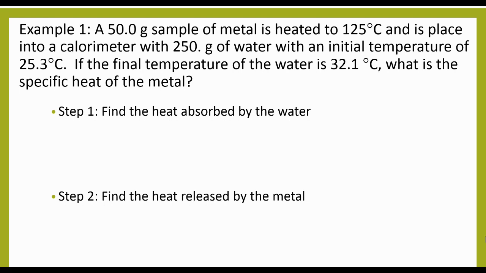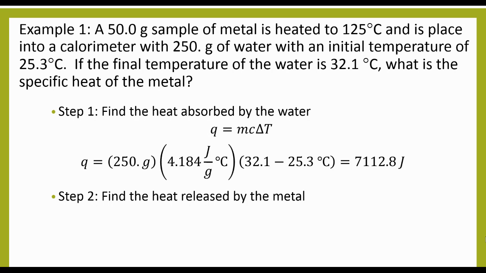Well, step one, we need to find the heat absorbed by the water. So we're going to use that Q equals mcΔT. Okay, now I want to go ahead and plug in my values. The m initially is going to be the mass of my water, which is 250. c is going to be the specific heat of my water, that 4.184. And my delta T is the final temperature of the water minus the initial temperature, so 32.1 minus 25.3.